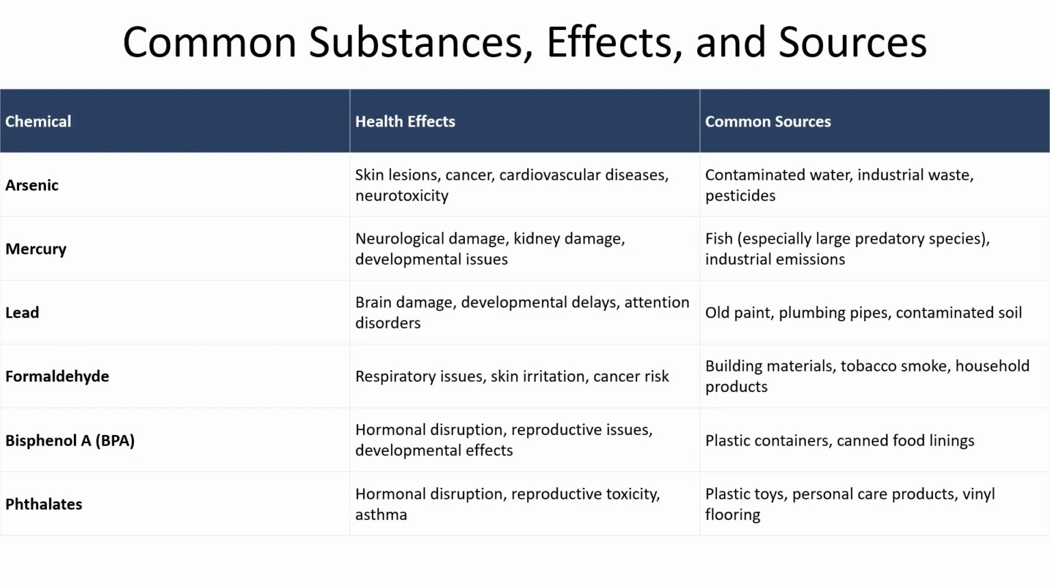Formaldehyde is found in building materials and smoke. It irritates the respiratory tract and is a potential cancer risk. BPA and phthalates, these are from plastics and personal care products. They cause endocrine disruptions, and they're also linked to reproductive and developmental effects. So this is just a list of a couple of the more common ones.